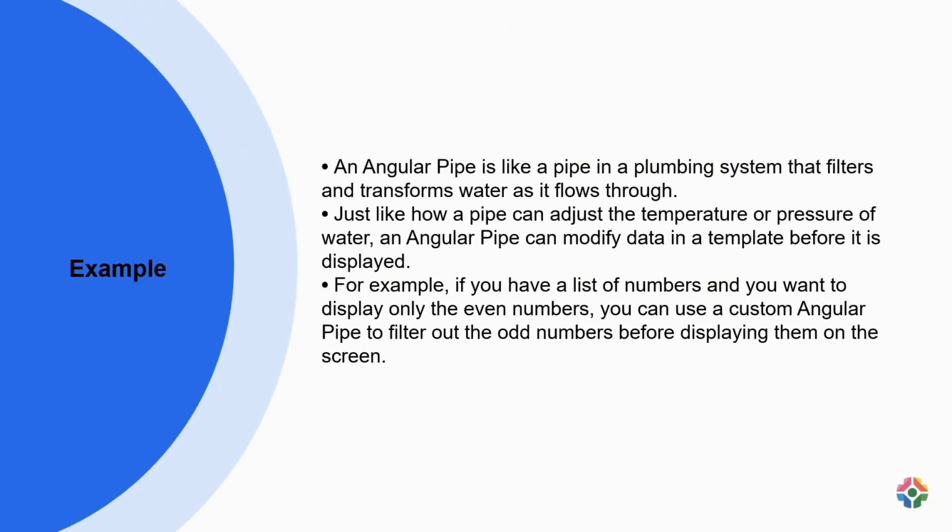An Angular pipe is like a pipe in a plumbing system that filters and transforms water as it flows through. Just like how a pipe can adjust the temperature or pressure of water, an Angular pipe can modify data in a template before it is displayed. For example, if you have a list of numbers and you want to display only the even numbers, you can use a custom Angular pipe to filter out the odd numbers before displaying them on the screen.